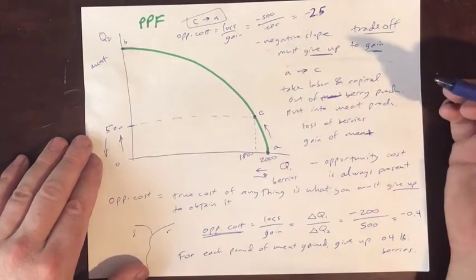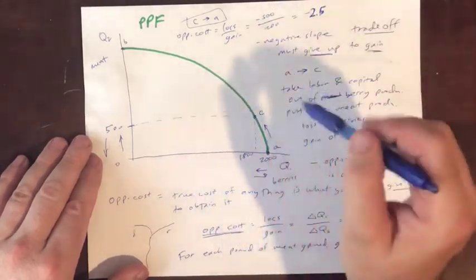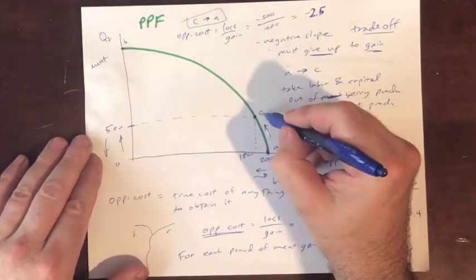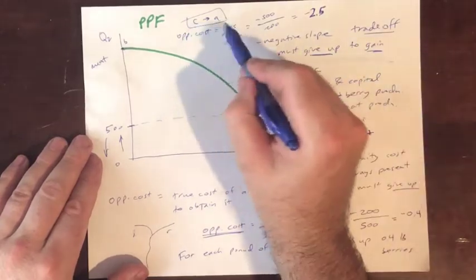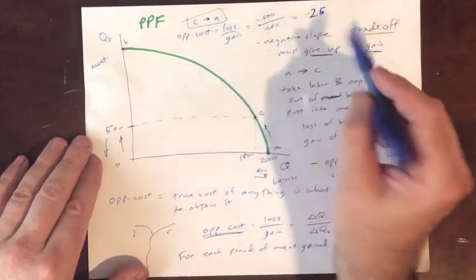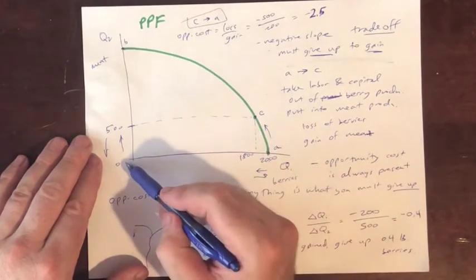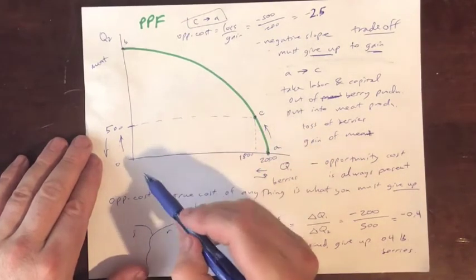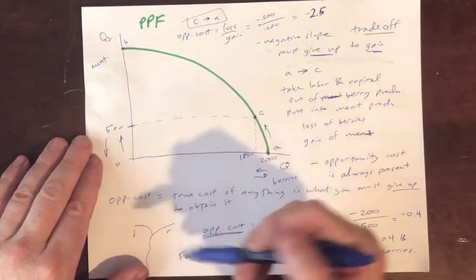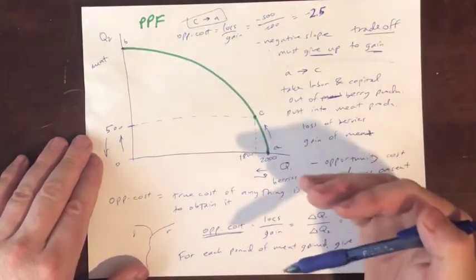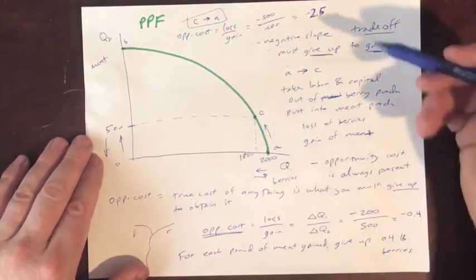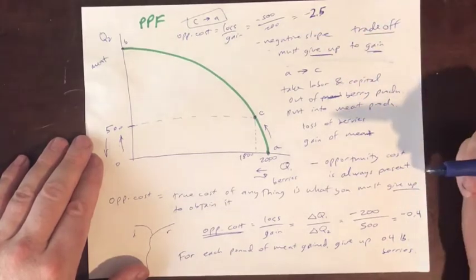Now, interpretation: what does that mean? This means if we are at point C and we are going to point A, for each pound of berries that we gain, we give up 2.5 pounds of meat. So whichever way we're going, there's going to be a different relationship between which one is loss and which one is gain.